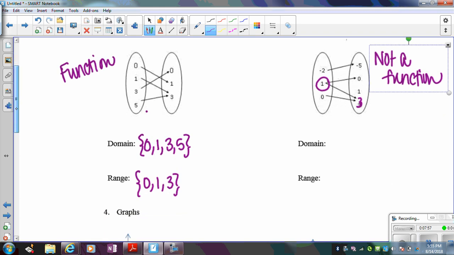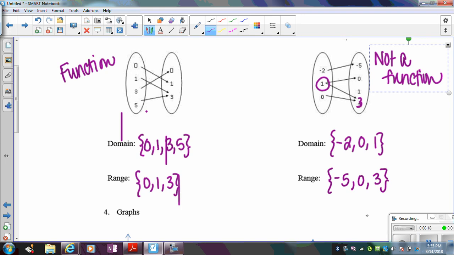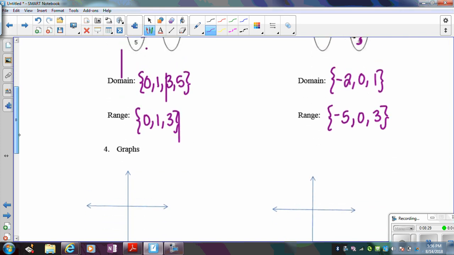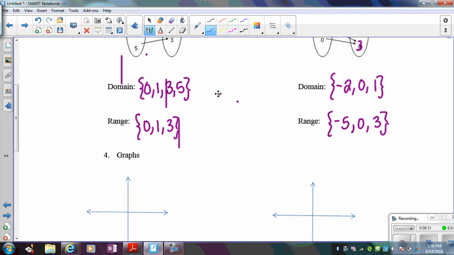So when we list our domain, all of these numbers are being used as inputs, so all of those are going to be part of the domain. And again, I'm going to list them in increasing order. And then when we look at our range, we're only going to list the things that are actually being used, so only listing the things that get used or get mapped to, for your range. So there's your mapping.